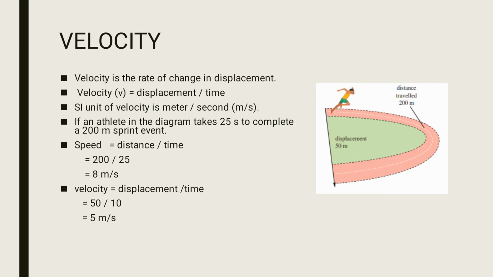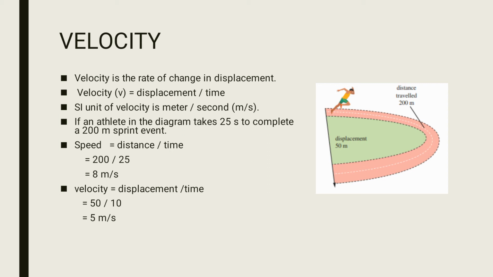Next one, velocity. Velocity is defined as the rate of change of displacement, that is the change of displacement in each interval of time. So, formula to calculate velocity is to divide displacement by time. SI unit of velocity is meter per second. Don't confuse with the speed formula. Speed is distance by time, velocity is displacement by time. Here is an example to explain both.